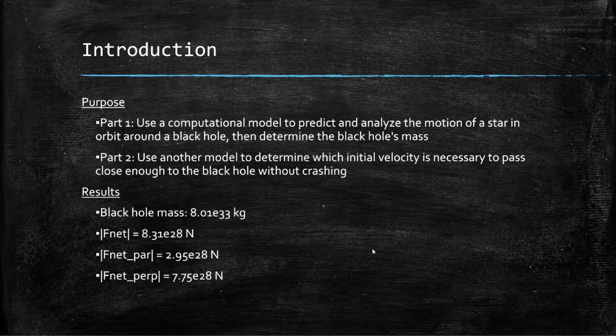Now, this lab was divided into two parts, and the purpose of the first one was to use a computational model to predict and analyze the motion of a star in orbit around a black hole, then use that data to determine the mass of the black hole. The purpose of part two was to use another model to determine which initial velocity is necessary to pass close enough to the black hole without crashing after taking off of a planet also orbiting around the black hole.